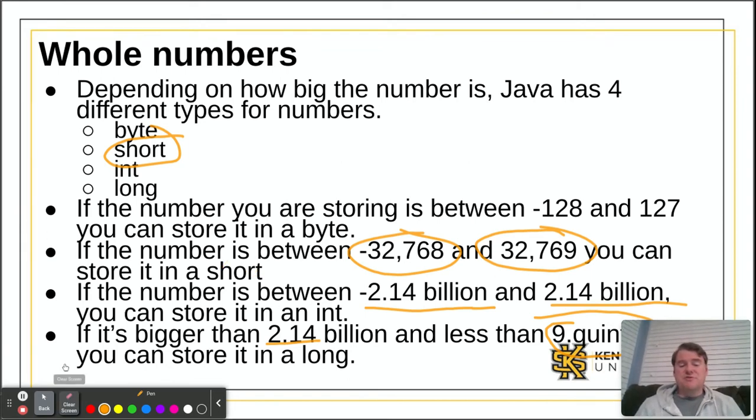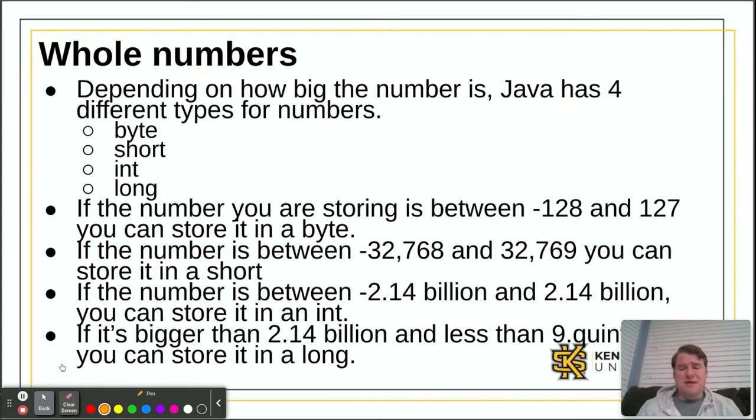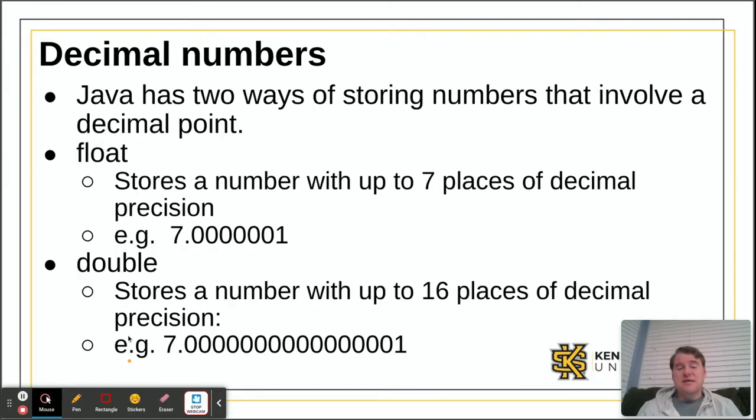And you might be wondering to yourself, why did they make this so complicated? Why isn't there just one thing that stores numbers? Wouldn't that have been just easier for everybody? And the answer is yes, but there's a reason for this, and we'll come back to that in just a moment. All right, so next up, let's talk about storing numbers that have decimals in them.